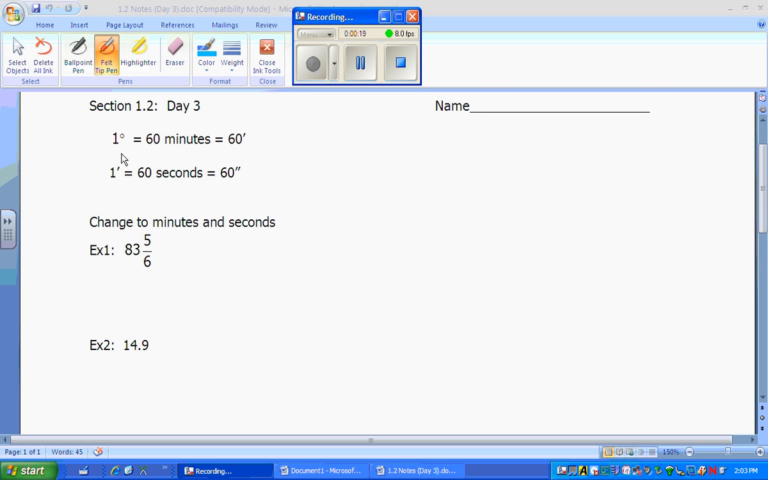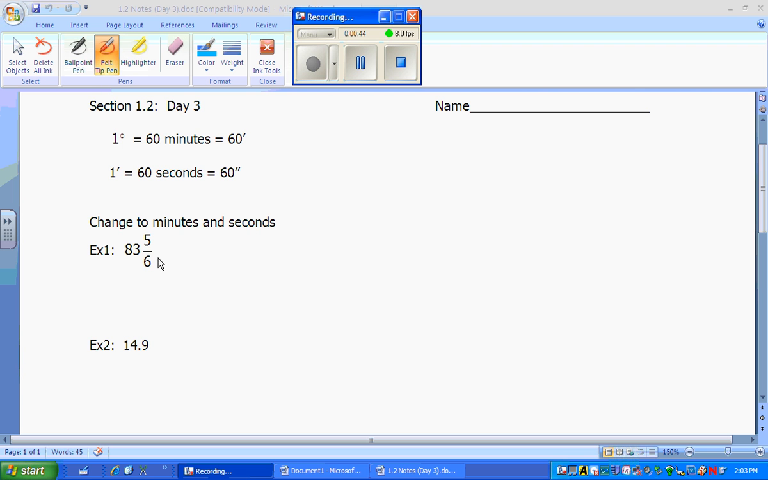1 degree measure equals 60 minutes, which is designated by the 60 with the little tick mark. 1 minute is equal to 60 seconds, which is designated by the 2 tick marks. So every degree has 60 minutes. Every minute has 60 seconds. Our goal in the first two examples is changing minutes and seconds.